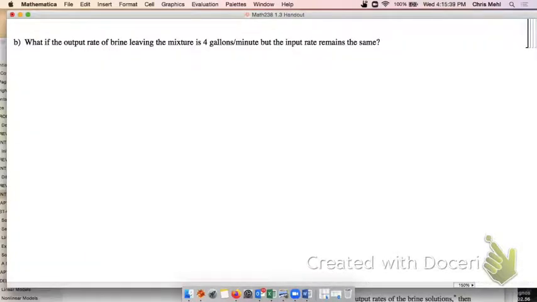So what if we repeat problem A? Part B: what if the output rate of brine leaving the mixture is 4 gallons per minute, but the input rate remains the same?